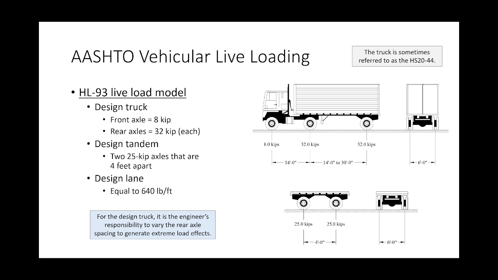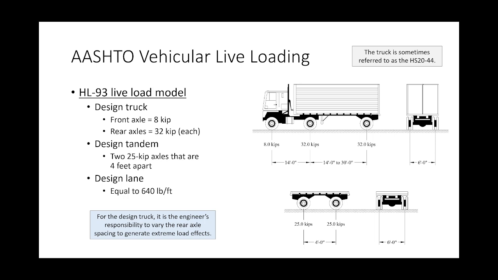The vehicle that we utilize is this design truck here. So the design truck consists of three axles. So you can think of like three point loads, a series of point loads. The front axle weighs 8 kips, so you can think of like each wheel weighing 4 kips, if that makes sense. But we're only going to treat it in terms of axles. So the front axle weighs 8 kips, and the two rear axles weigh 32 kips. Now this spacing between the front two axles is kept fixed at 14 feet. But this rear spacing varies between 14 feet and 30 feet.